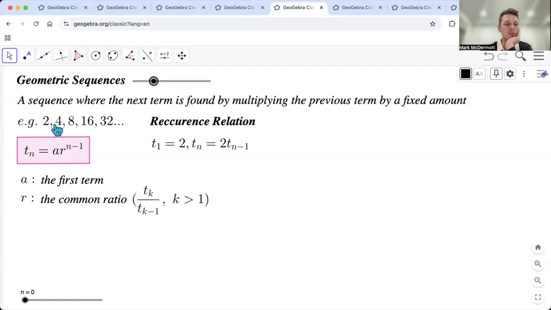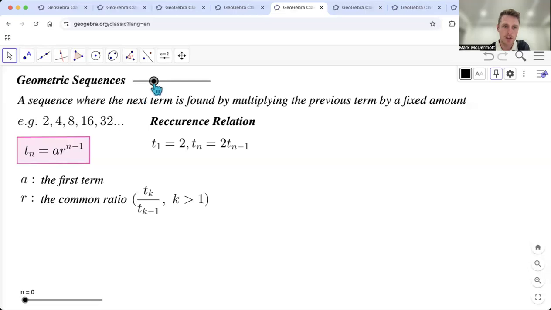So if you have your sequence and you look at it, you take some term and then divide by the previous term. 8 divided by 4 gives us the common ratio, which is 2. 16 divided by 8 is also 2. 32 divided by 16 is also 2. So the common ratio is calculated by taking some term and dividing by the previous term.